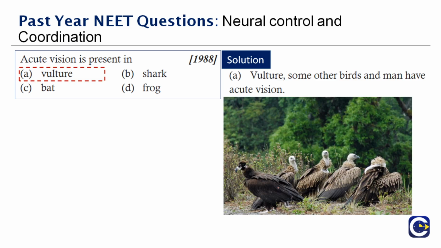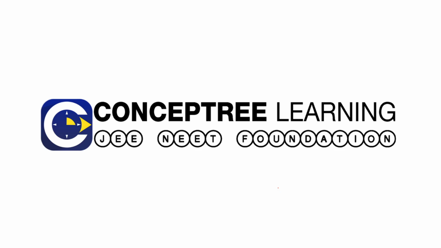It's just a picture that shows the vulture there. So with this, we complete part 5 of neural control and coordination. Hope to meet you in another new chapter with another set of questions and discussions. Thank you for watching.